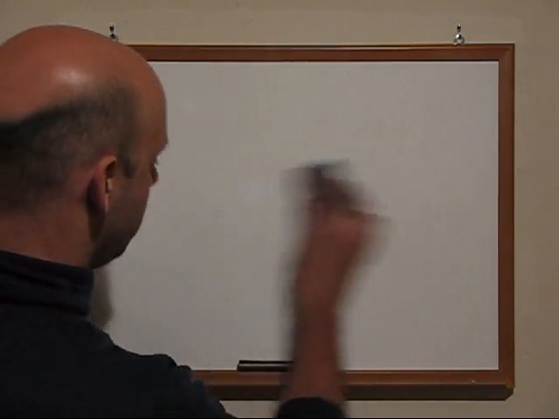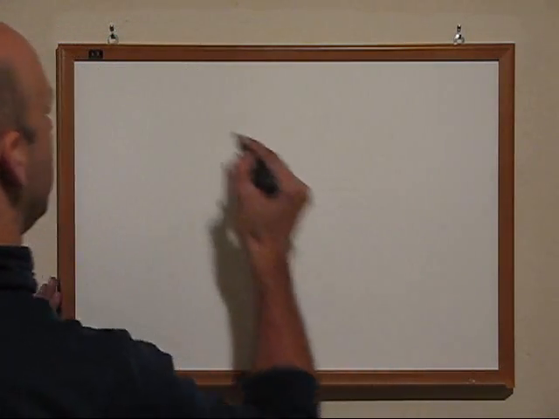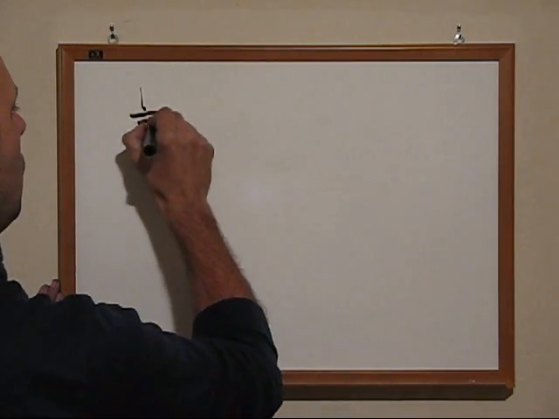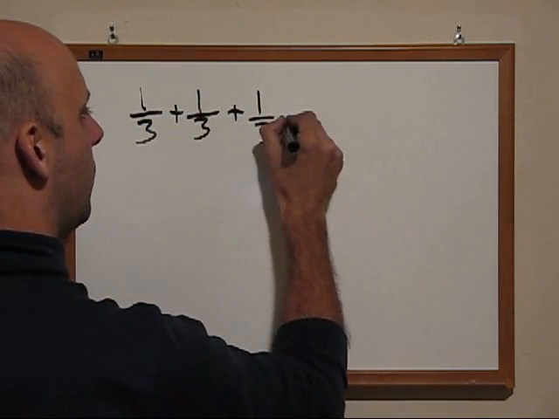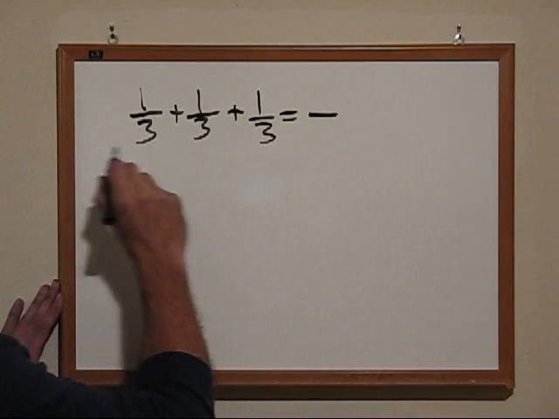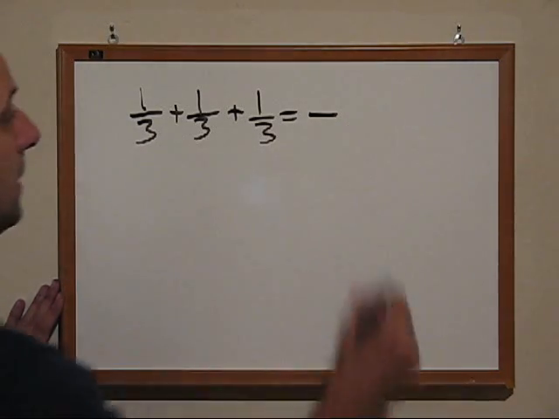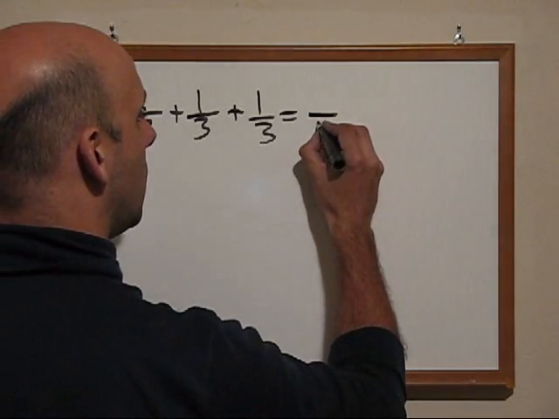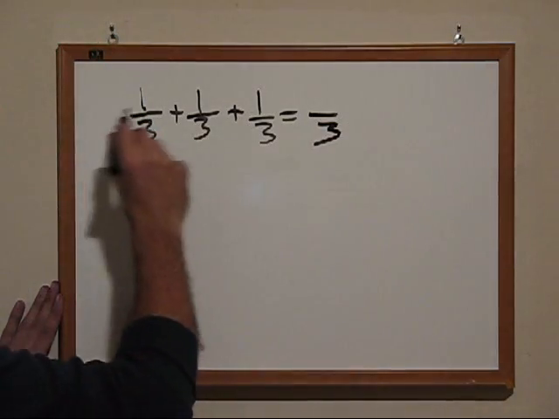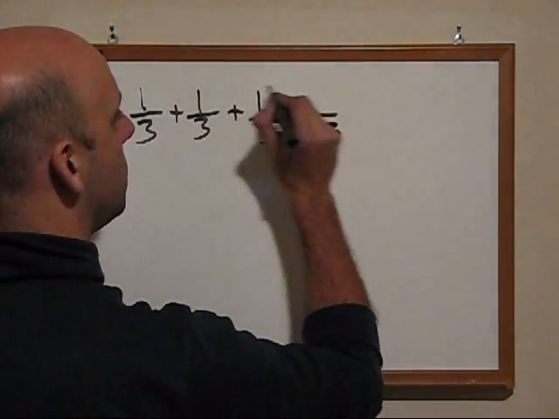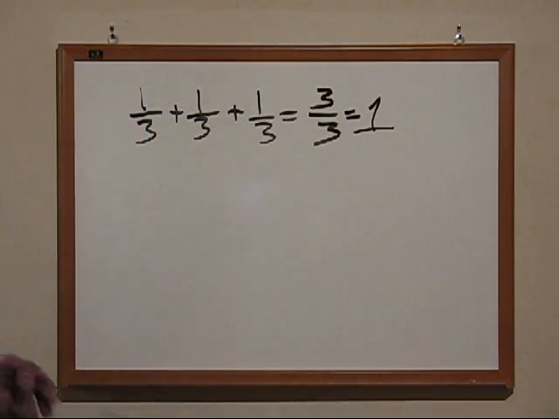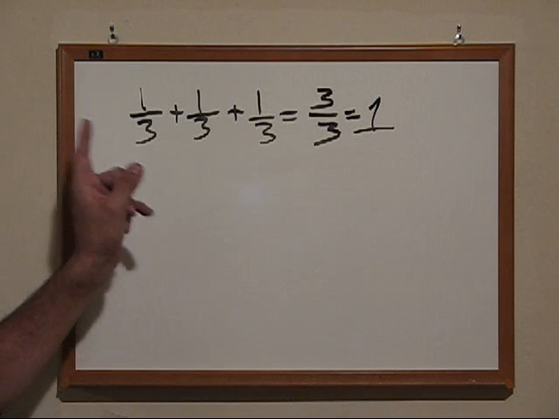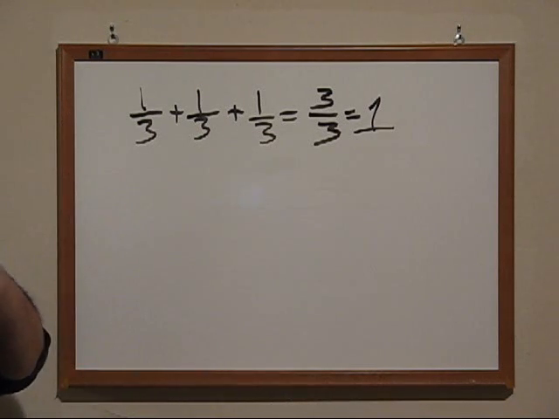First thing we're going to do is a simple fraction addition. So we'll start with 1/3 plus 1/3 plus 1/3. Since all three of these fractions have the same denominator, which is 3, that carries over, and we just add the numerators. 1 plus 1 plus 1 is equal to 3, which simplifies to 1. So we know that 1/3 plus 1/3 plus 1/3 added together equals 1.